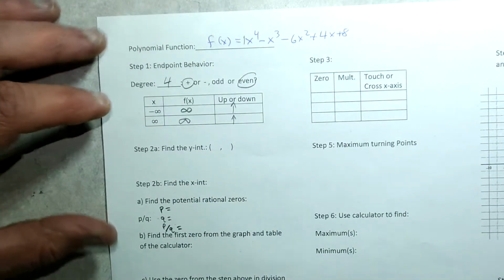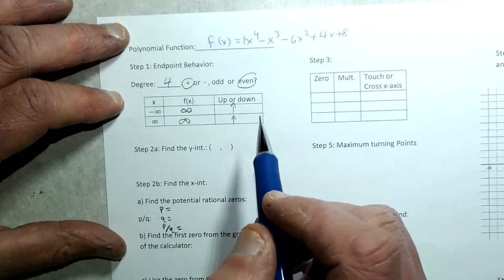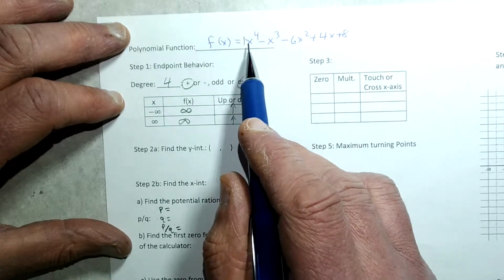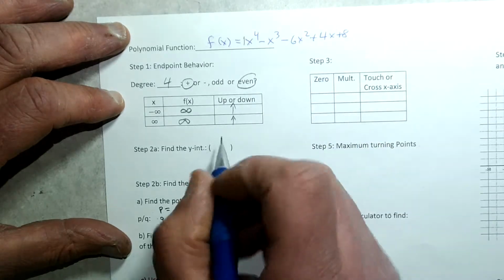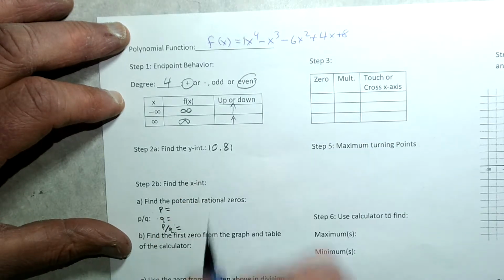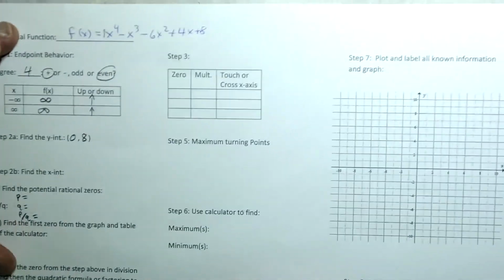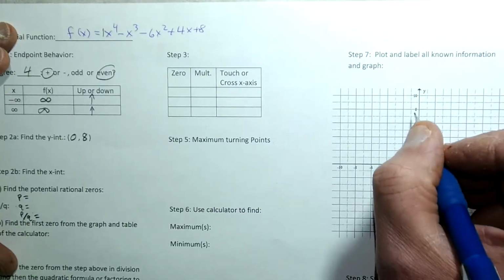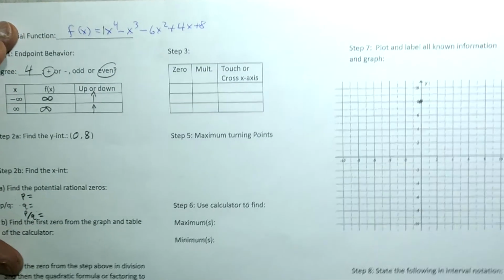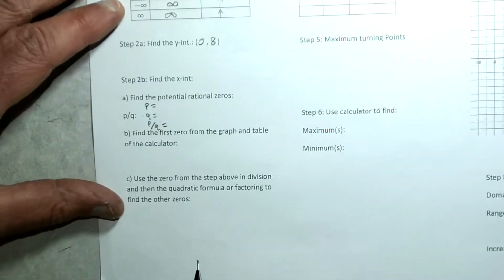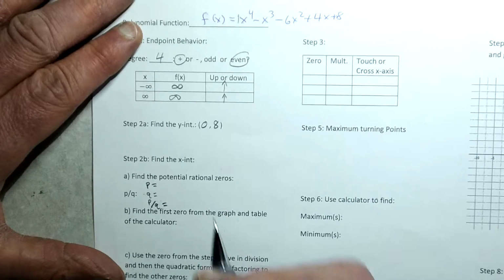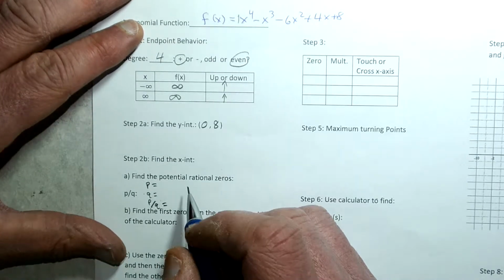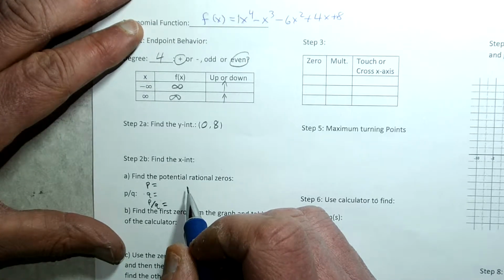Okay, now if I go ahead and calculate the y-intercept, it's easy because 0 in for x would leave just this last term standing. That'd be (0, 8). And let me go ahead and put that on the graph. Then here's where we're going to break this function down into its factors. So we're going to use the rational zeros theorem here.